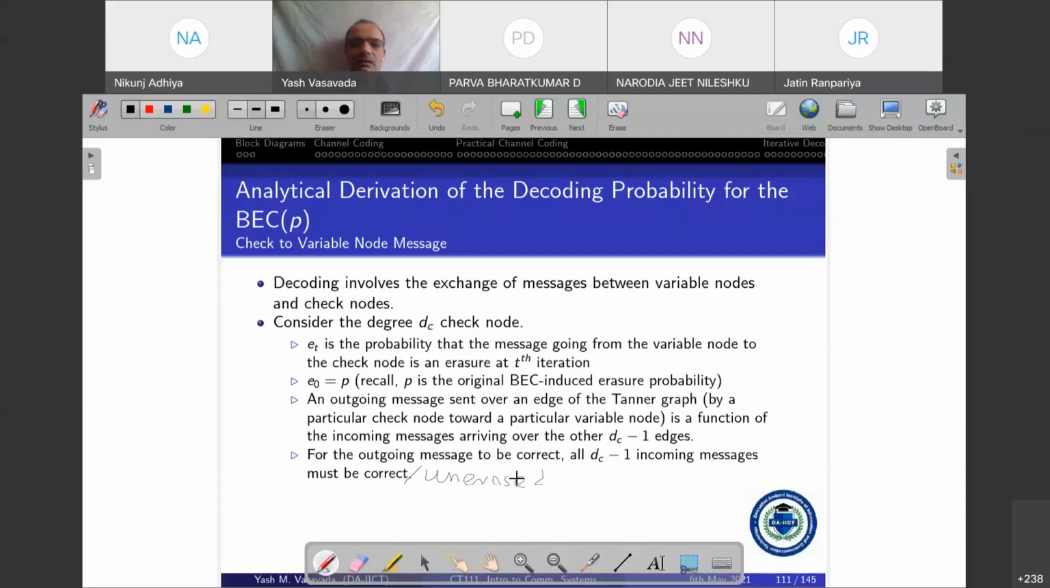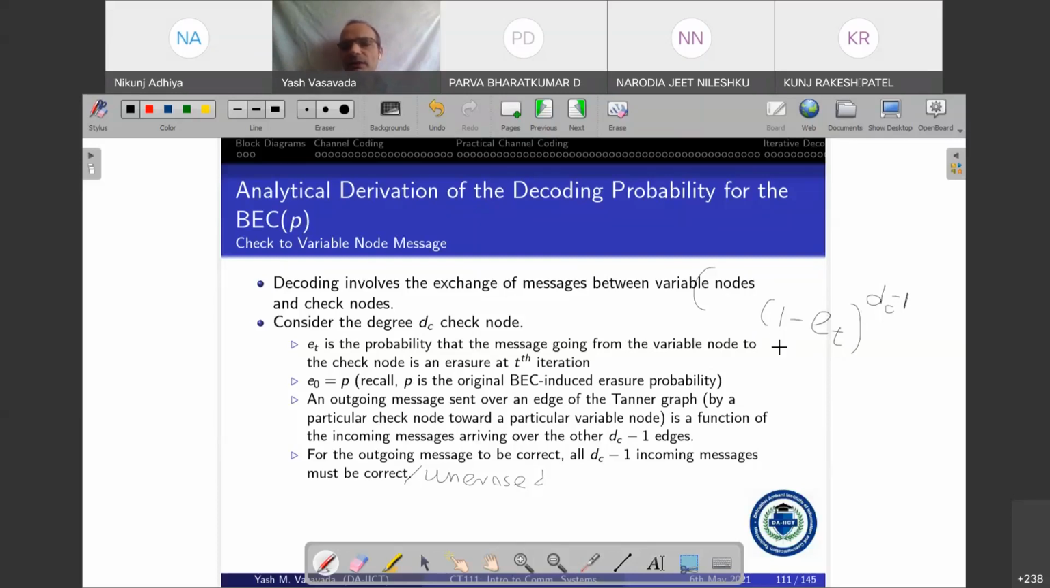Sir, it will be 1 minus e to the power t, to the power dc minus 1. Okay, so Trupal said that it will be 1 minus e to the power t raised to the power dc minus 1. Yes, right. So now this is the probability that the outgoing message will not be erased.